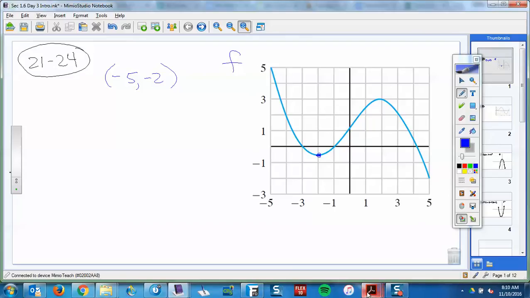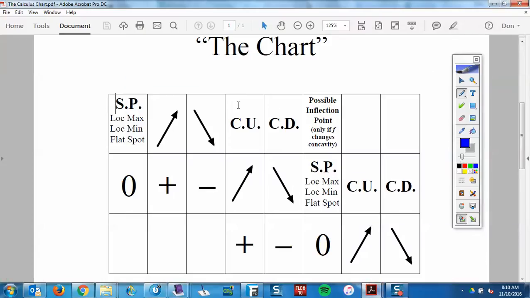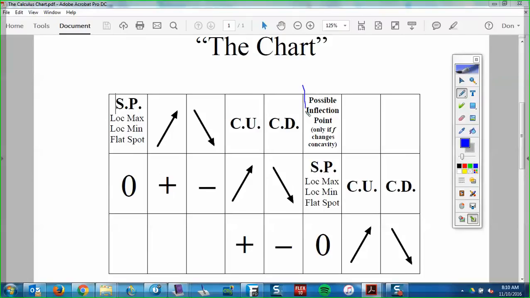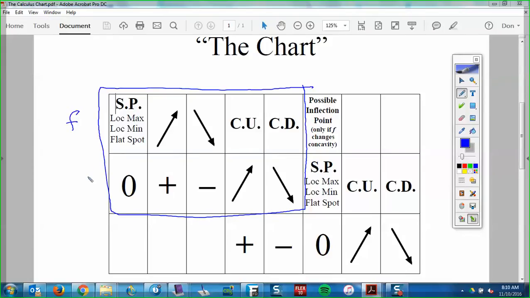Okay, so if we look at the chart, I've got a new version of the chart. Now, the only part of this that we've actually talked about so far is this part, right? So let's just focus on this part right now, where this is F and this is F prime. But they ask when F prime is negative would be when F is decreasing. That's the part we're looking at.